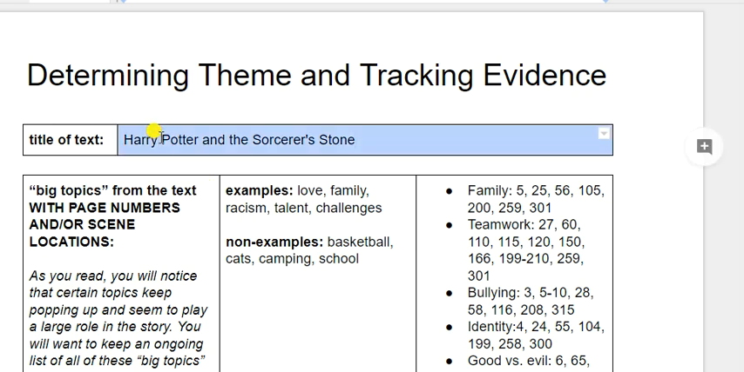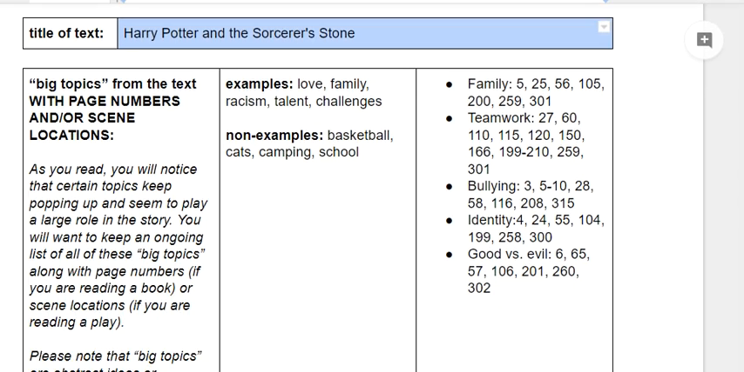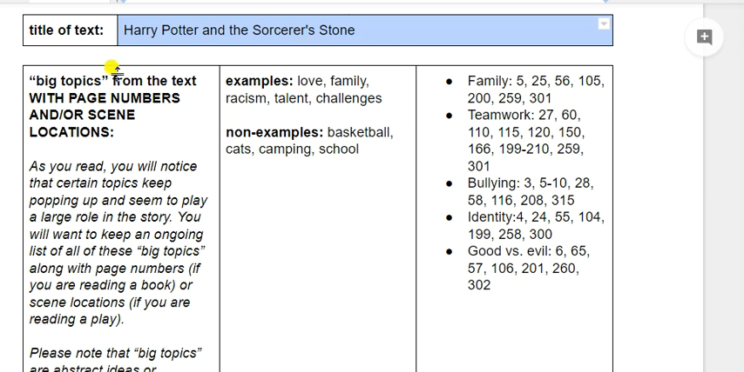I chose to do my example over Harry Potter and the Sorcerer's Stone. It's a book that I've been casually and slowly reading to my 1-year-old daughter this summer, so it's been on my mind. And it's a story that a lot of people are familiar with, not everybody, but a lot of people. Here's what these tables look like that you're going to fill out. The first part says big topics from the text with page numbers and or scene locations. So here's what it says.